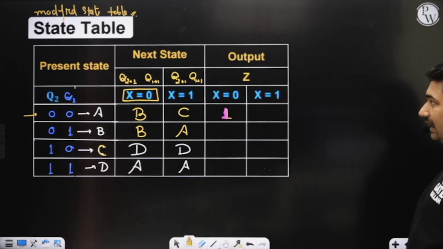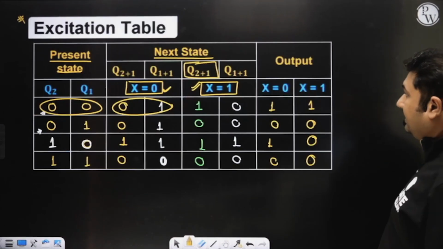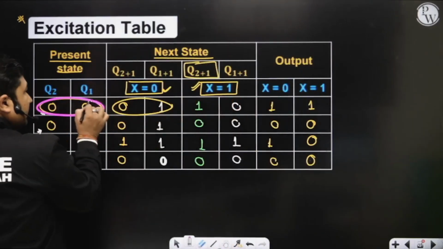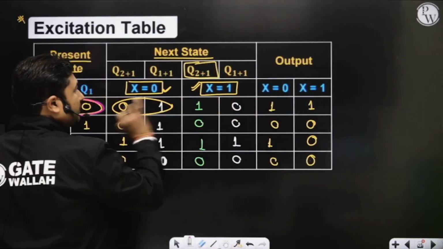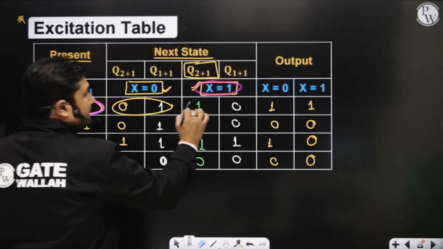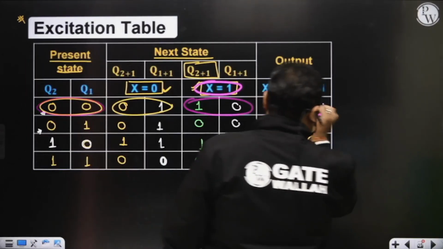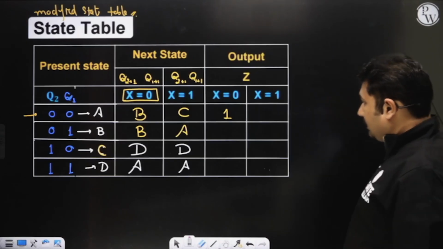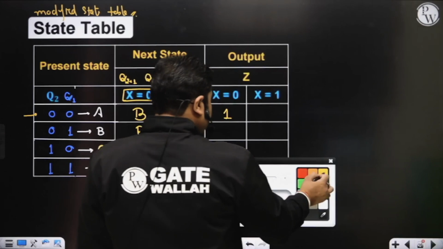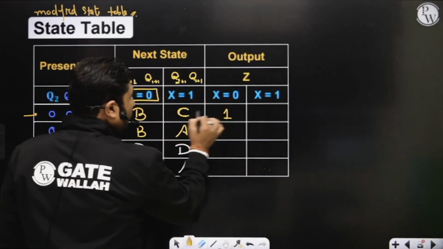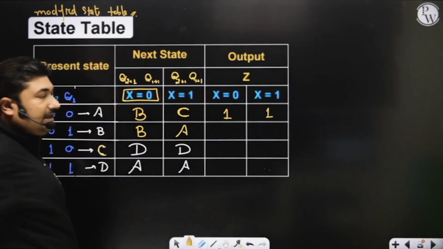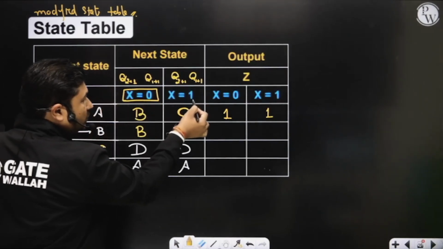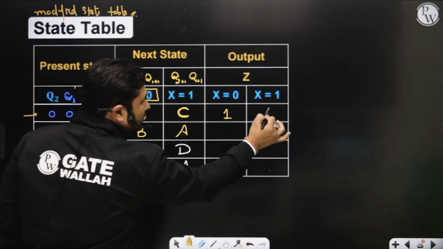Great, sir. Again observe. Present state A, with input x equal to 1: next state C, output 1. So if the present state is A, with input x equal to 1, the next state is C, output 1.